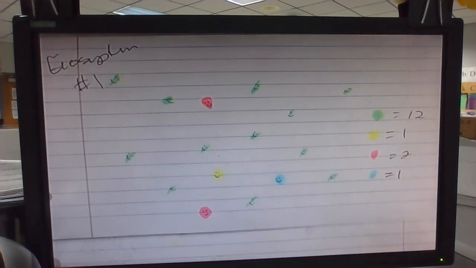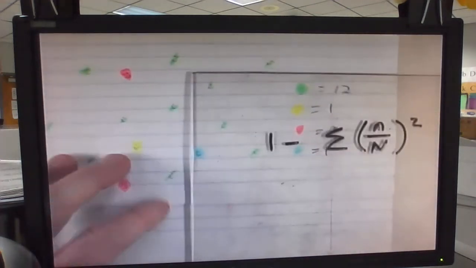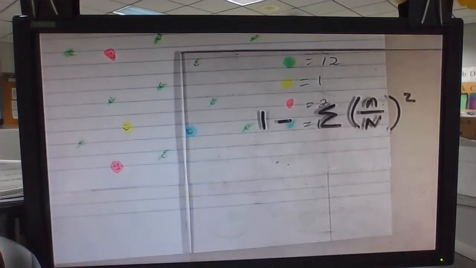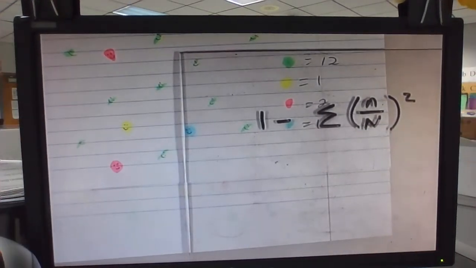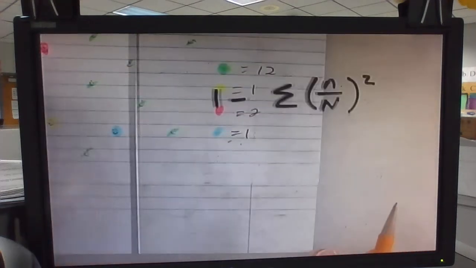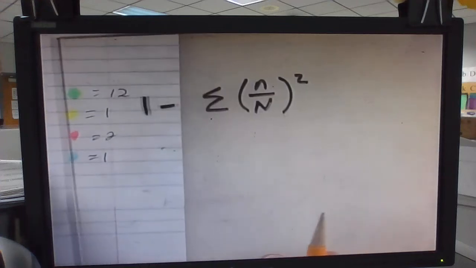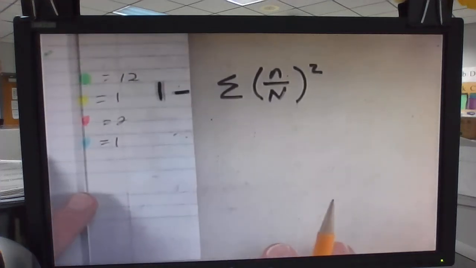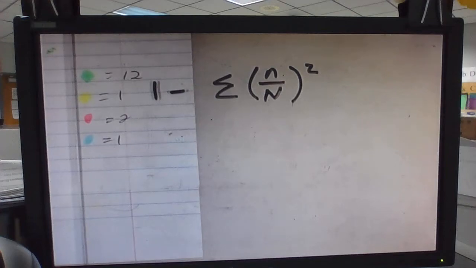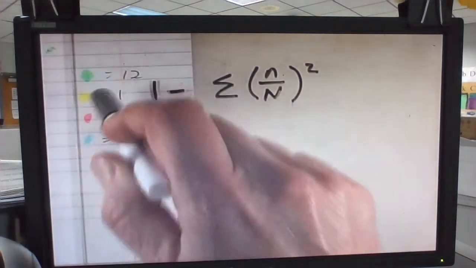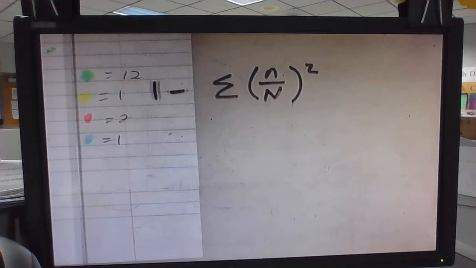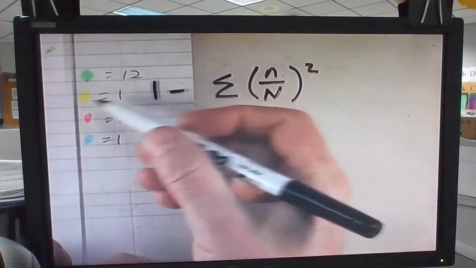So we are going to use Simpson's biodiversity index in order to determine the biodiversity of this ecosystem. All right. So here's our formula. Here's the tally of the critters that are in that ecosystem. Lowercase n is the number of individuals of that species. N is how many critters do you have in all. So you have to do each species individually.